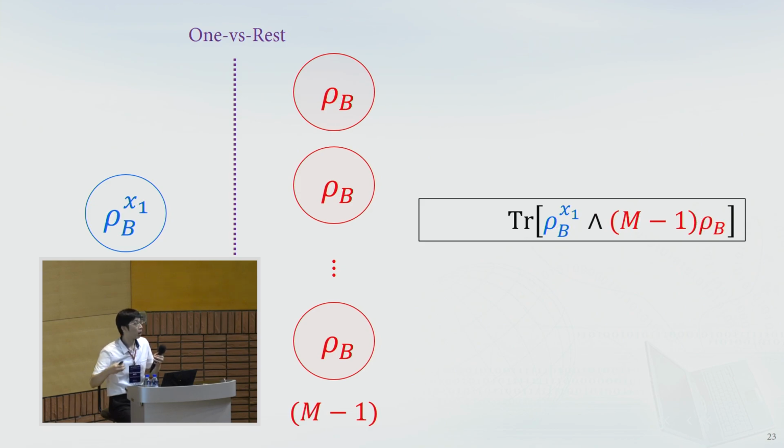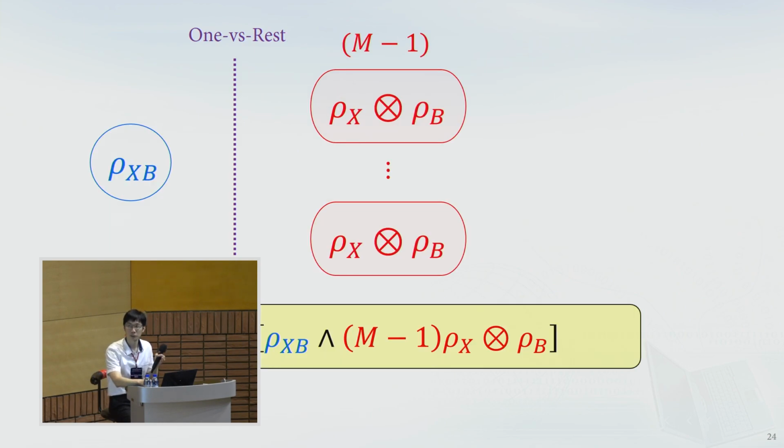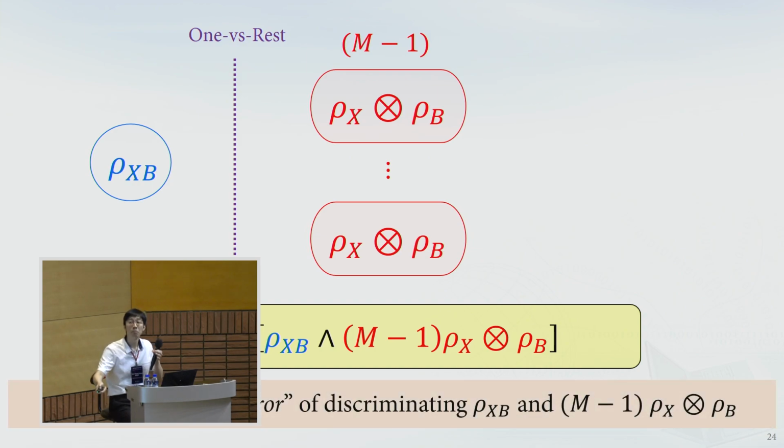So we can see why random coding is very useful in the error analysis. And then we just take the expectation for the same state, and it is equivalent to the binary discrimination between the joint state and the product state. So we can interpret this upper bound as the minimum error of discriminating rho x b and n minus 1 rho x tensor rho b.